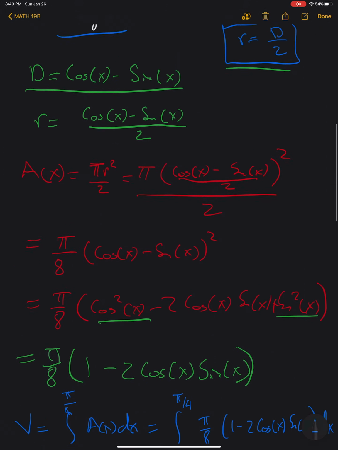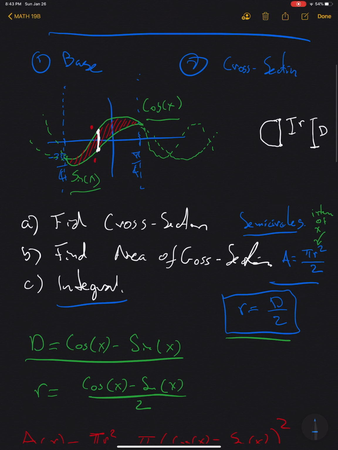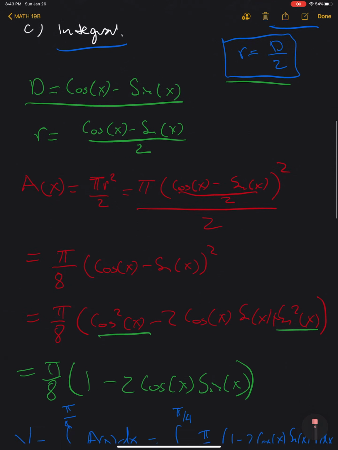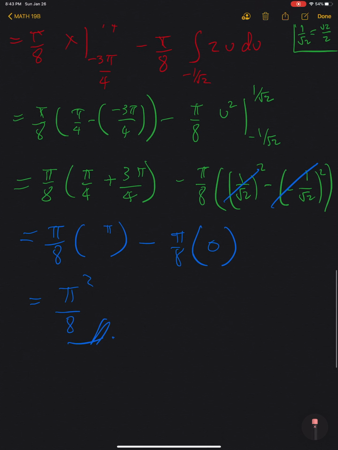So the only thing that I did was to describe the region that I have right here, then to describe the cross section that I have right here. And with that, I was able to come up with the integral representation. In the end, we have pi squared over 8.